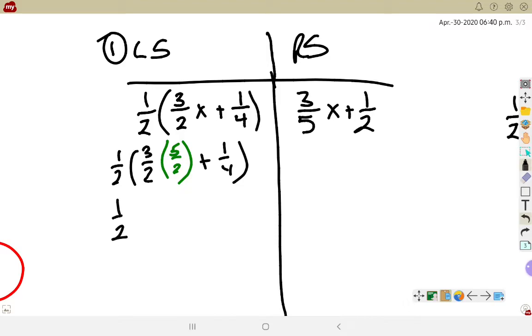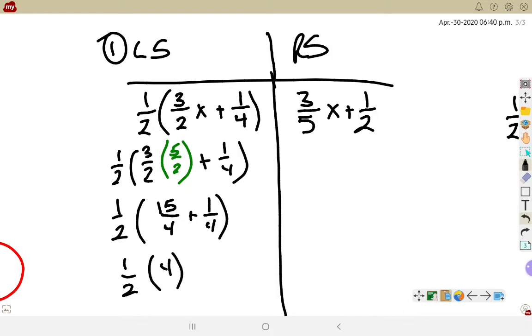Alright, so now 3 over 2 times 5 over 2. No cross-reducing, so that's 15 over 4. And 15 over 4 plus 1 over 4 is 16 over 4. And 16 over 4 is just 4. And then 1/2 times 4 ends up being 2. That simplified actually quite nicely.